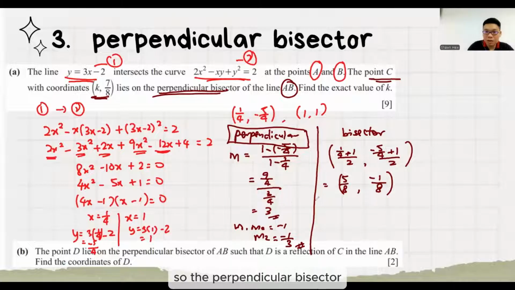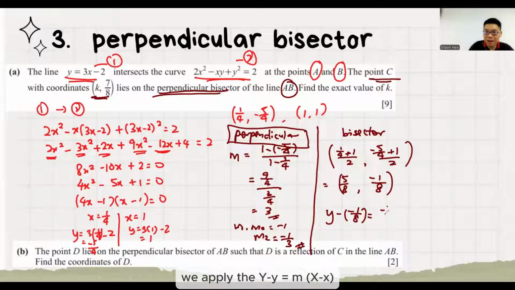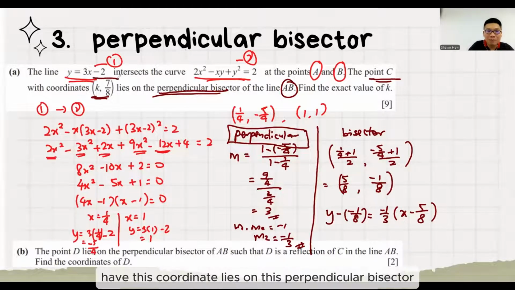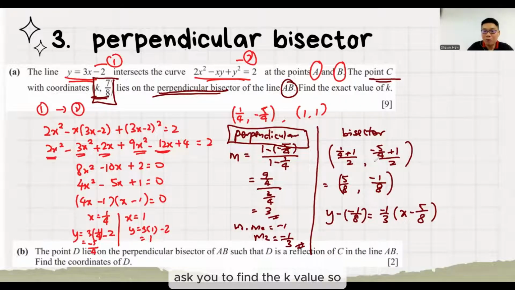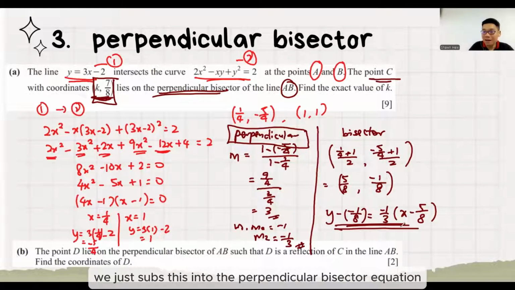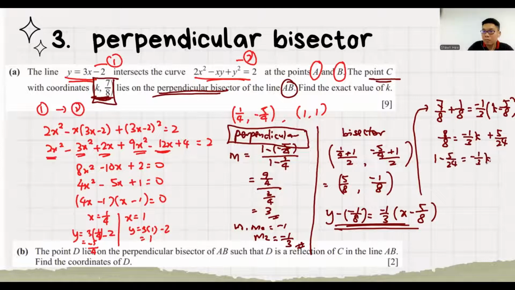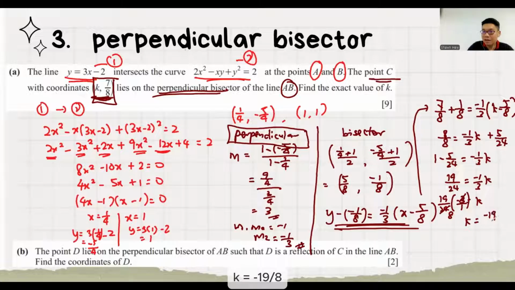This is the midpoint. So for the perpendicular bisector, we apply y minus y equals to m times x minus x. So this is the perpendicular bisector equation. They say point C has this coordinate and lies on this perpendicular bisector, and ask you to find the k value. So we just substitute this into the perpendicular bisector equation. k equals to minus 19 over 8. Then you gain 9 marks.